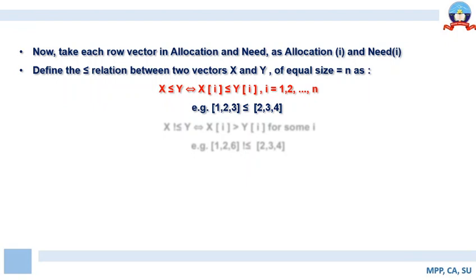So the condition holds true. So the first vector is less than or equal to the second vector. Now likewise, x is not less than or equal to y. So x is not less than or equal to y implies that x is greater than y for some i.